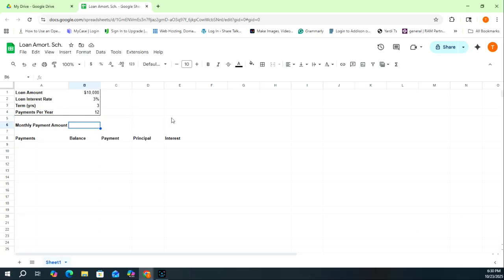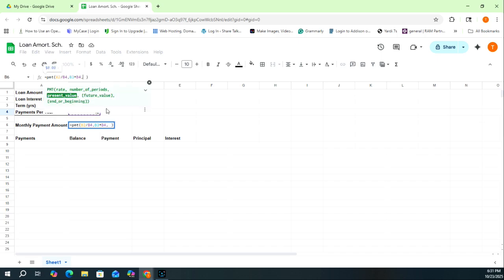So to start, I want to calculate the monthly payment amount. So I'm going to use the payment function, the PMT function. And so what I need is the rate, which is 3%, but I'm going to divide that rate by the number of payments we're going to make for the year. So 12. Also, I need the number of periods. I'm going to reference the term of the loan, 3 times the number of payments we're going to make a year, and that will give me the number of payments for the life of the loan.